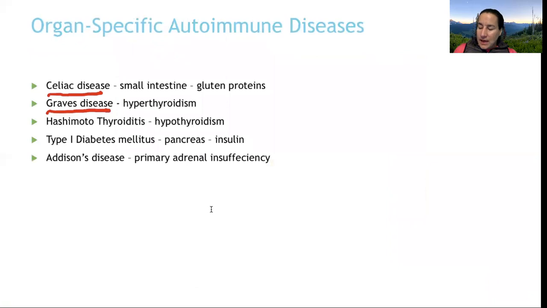The next one on the list, Hashimoto's. If Graves' disease is hyperthyroid, Hashimoto's is hypothyroid, so not enough thyroid hormone is being produced. Hashimoto's can lead to other autoimmune issues. If you've got Hashimoto's, you are more likely to be susceptible to type 1 diabetes, rheumatoid arthritis, Addison's and celiacs. Hashimoto's makes you more susceptible to those other diseases.